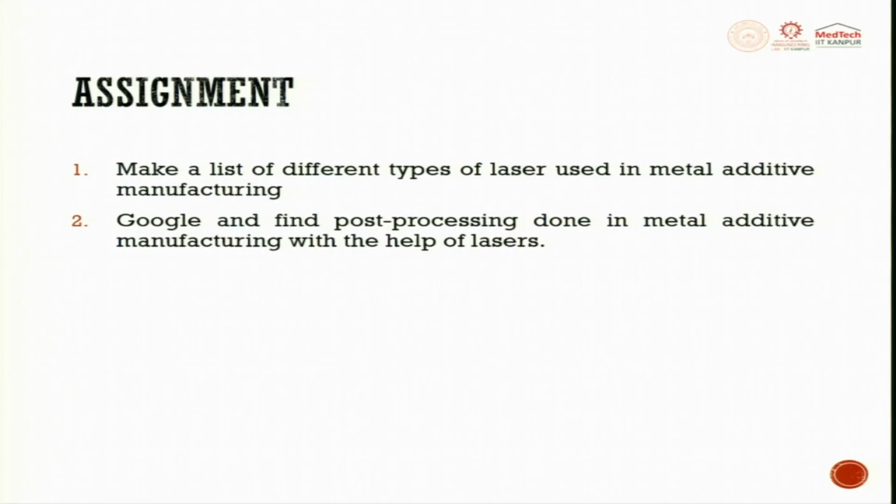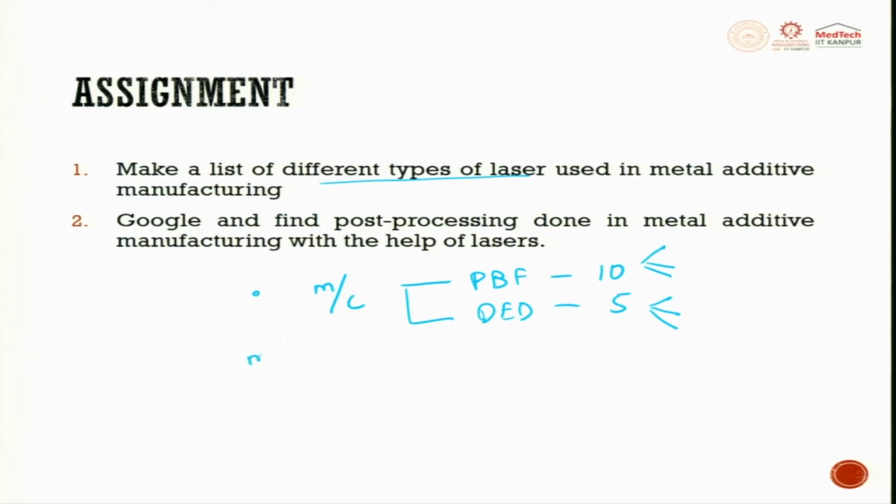So, now I have 2 assignments. You do not have to submit these assignments, they are only for you to learn more about the subject. Make a list of different types of laser used in metal additive manufacturing. Start looking at various machines, at least some 10 machines in powder bed fusion, meaning 10 different companies' machines. Then for DED, look at at least 5. Each machine manufacturer will have at least 3-4 variations, so try to write down all the machine models.